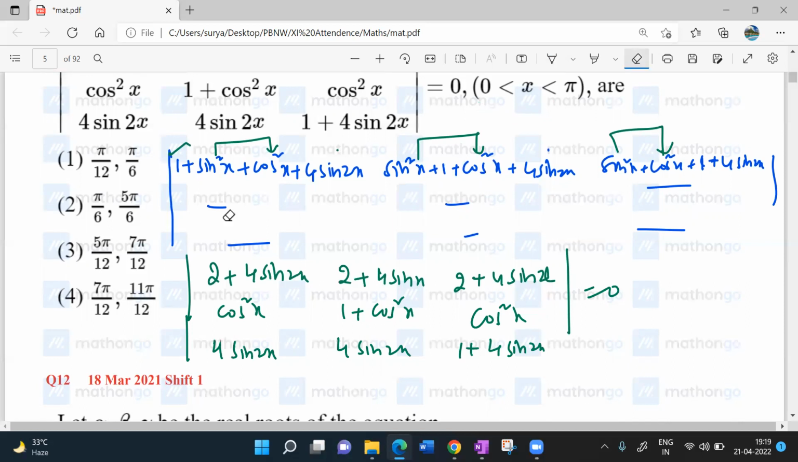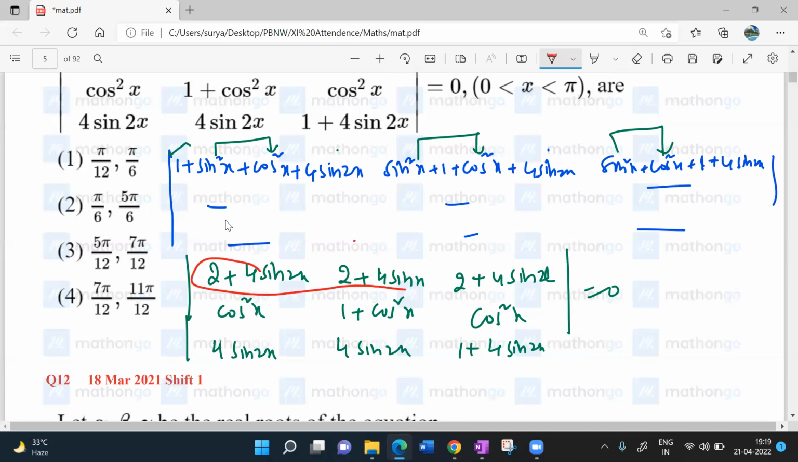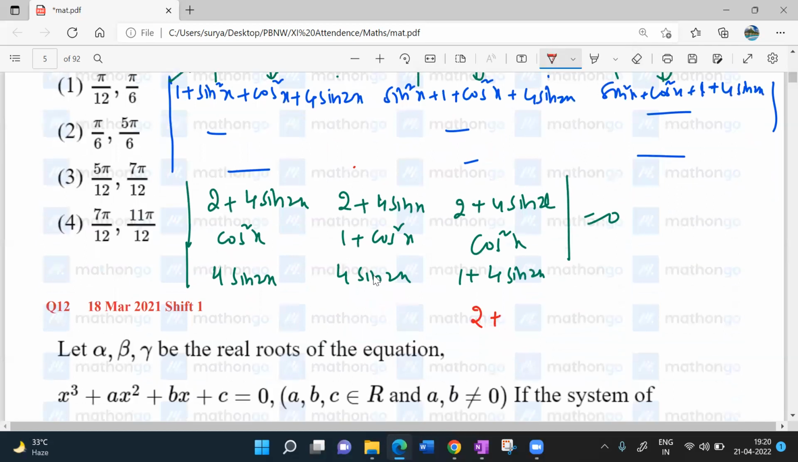So now here I can take row 1, all these elements common. In row 1 all the elements are the same. So I can take 2 plus 4 sin 2x common here, correct? Look at this. Now what can I write? If I take it common, I'm writing directly here since I don't have space. So 1 1 1, and the rest will be the same, I'm not writing it. All of this became 1 1 1.